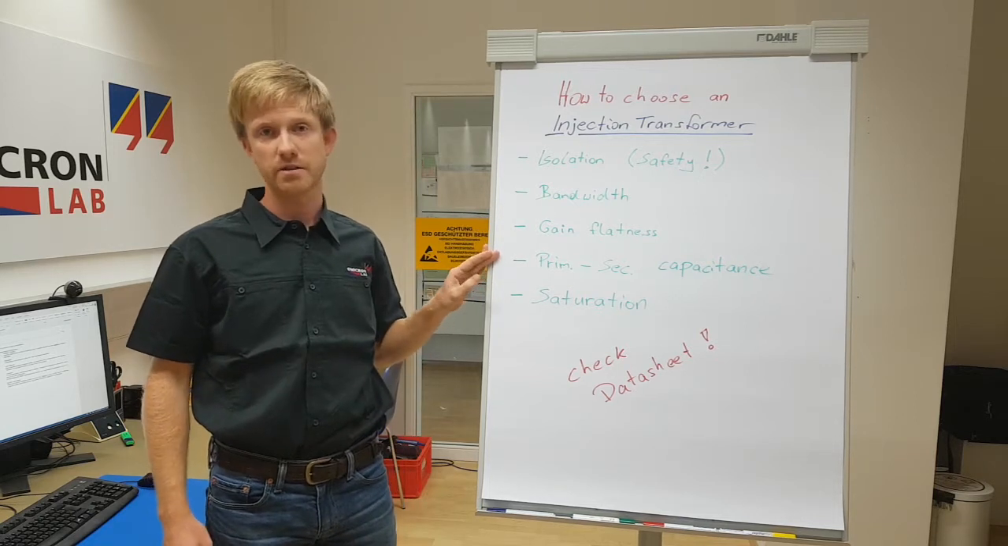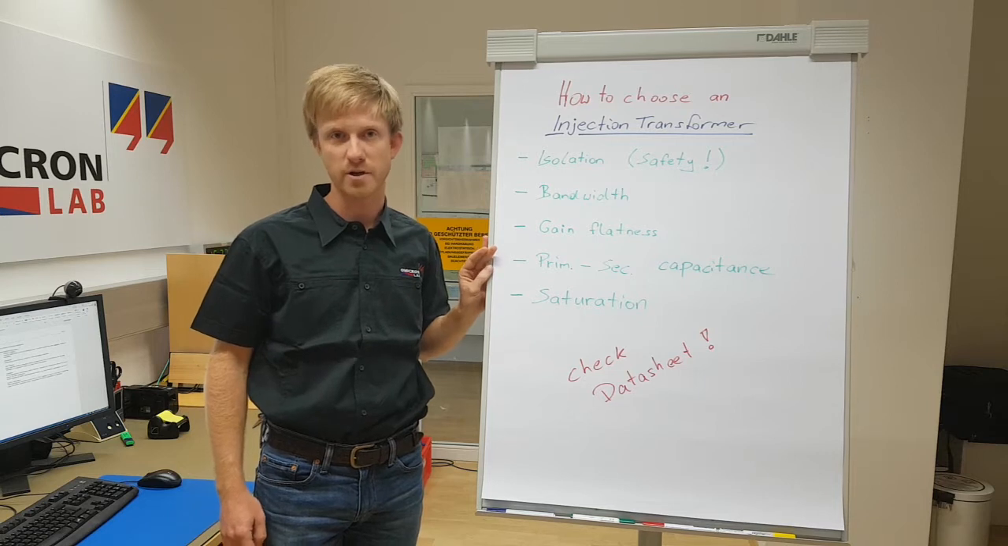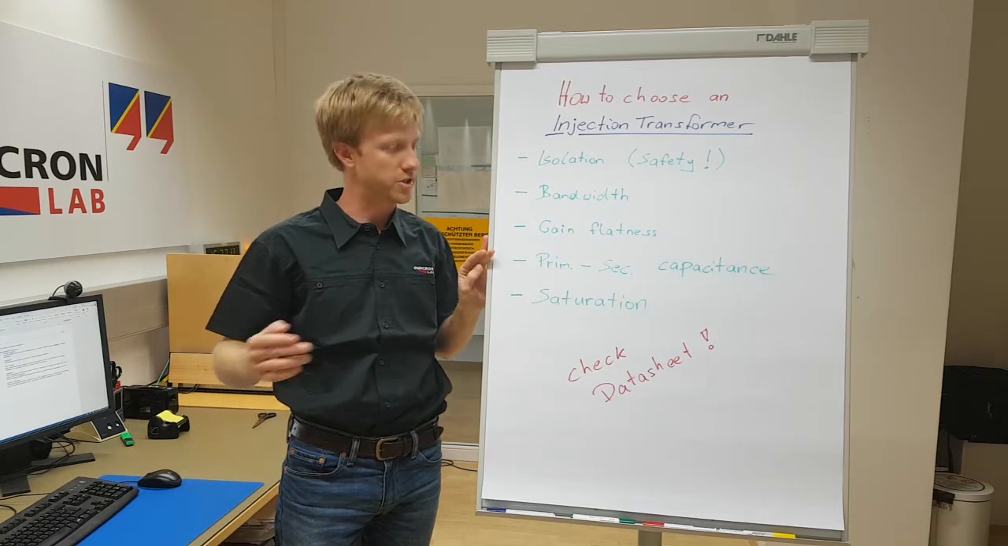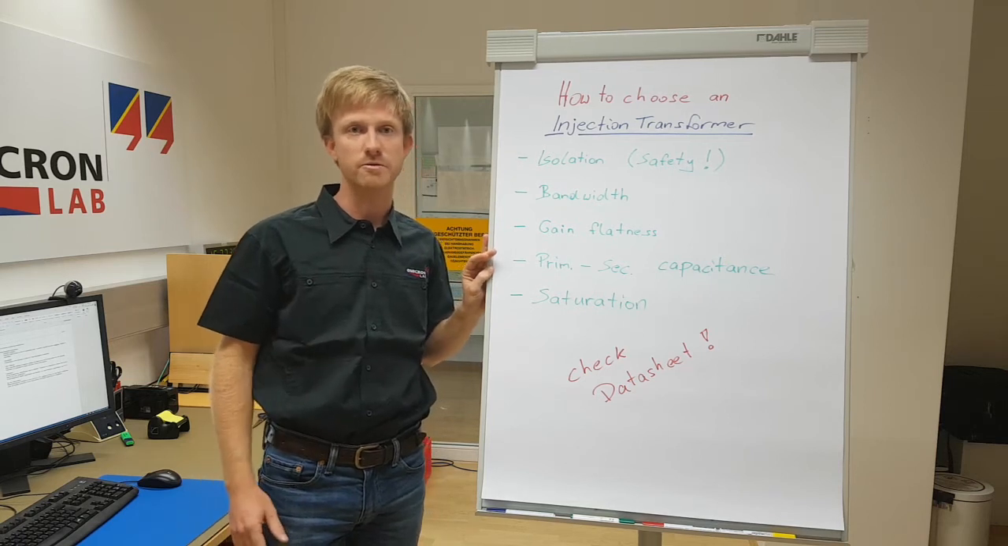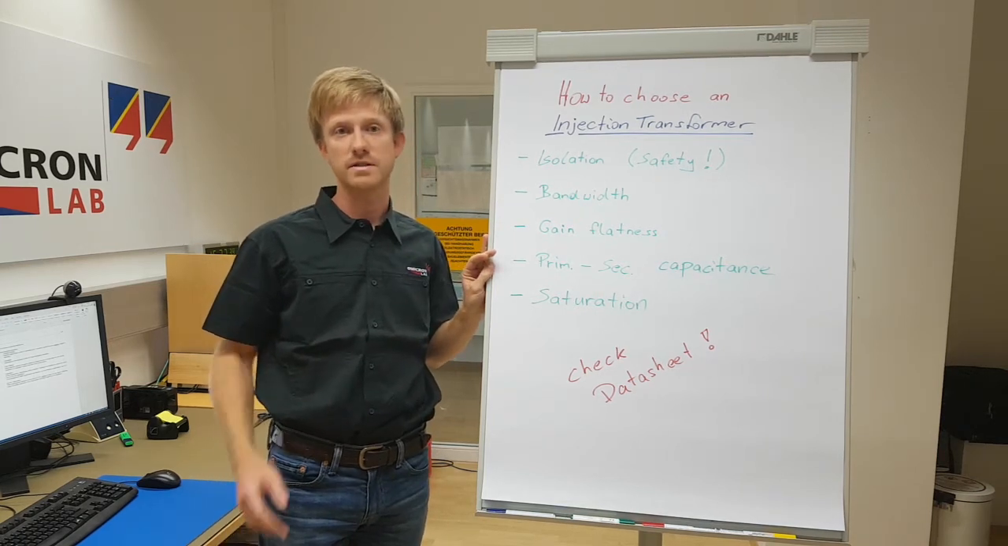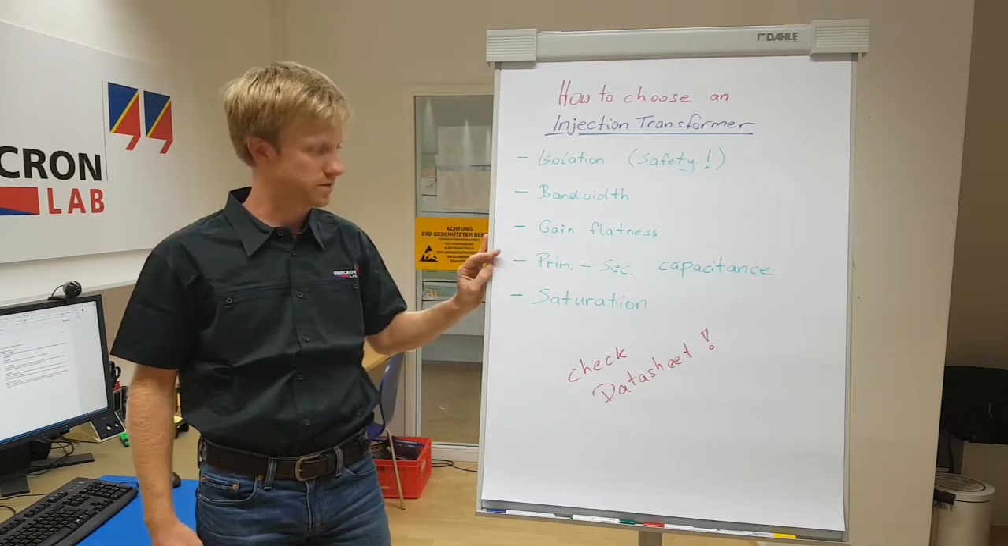Then primary to secondary capacitance. If you have very sensitive circuits, operational amplifiers or signal conditioning chains, and you are injecting there, then you want to be sure to have very low capacitance between primary and secondary, because this capacitance is a parasitic capacitance that you introduce into your circuit.